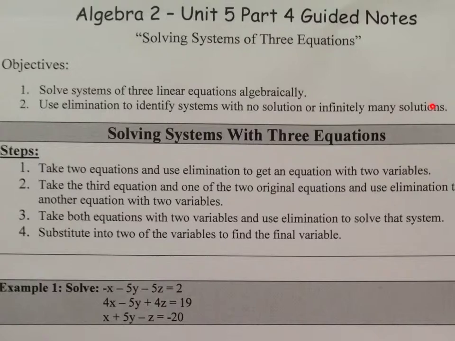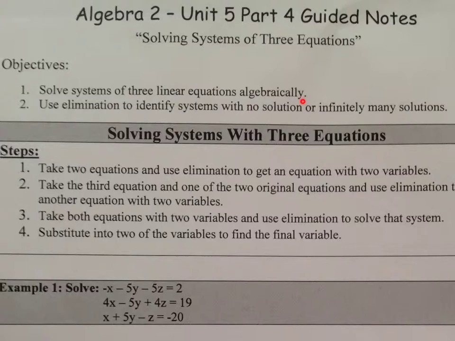When we get to this part, it works the same as with 2 equations and 2 variables. If you get down to where you have no variables at all and you have something that's true, like 1 equals 1, then it's going to be infinitely many solutions. But if you get down with no variables and there's something like 0 equals 7, which is not true, then it's going to be no solution. So that's the same as in Part 3.